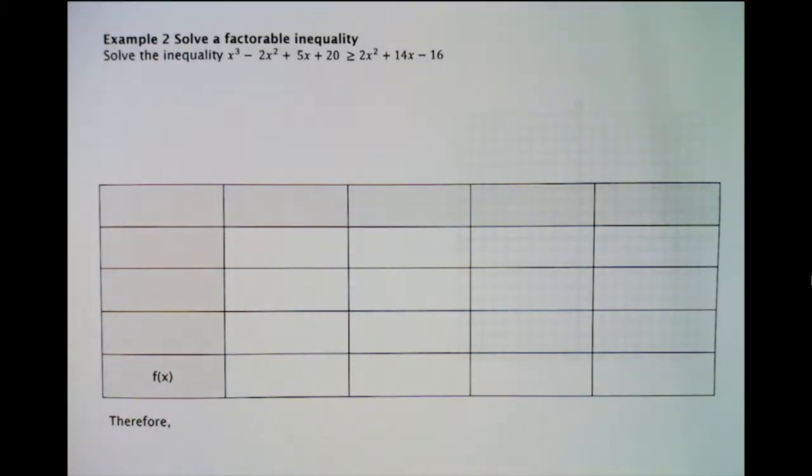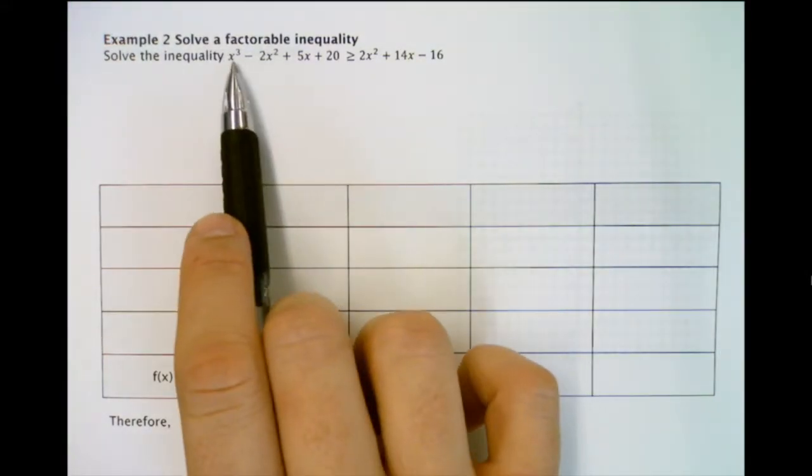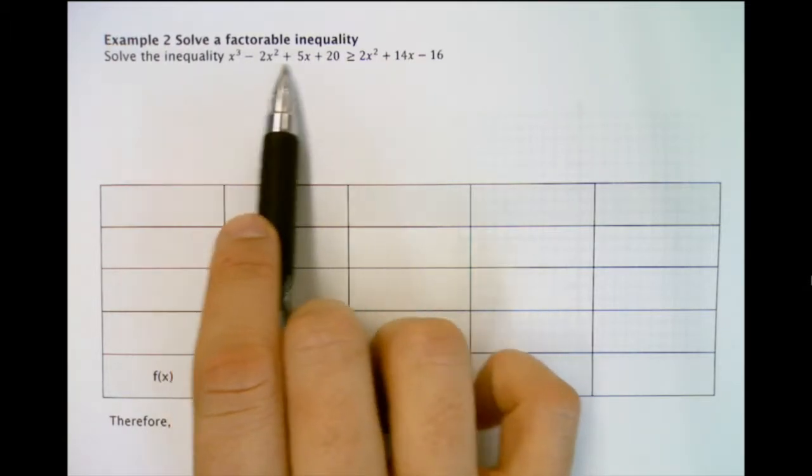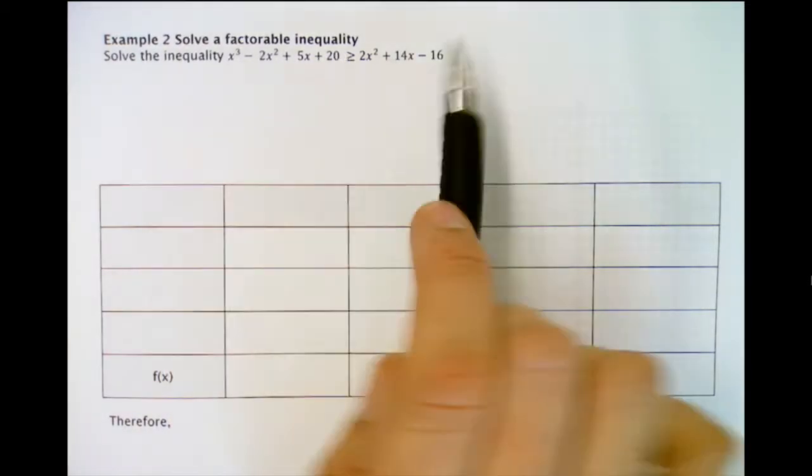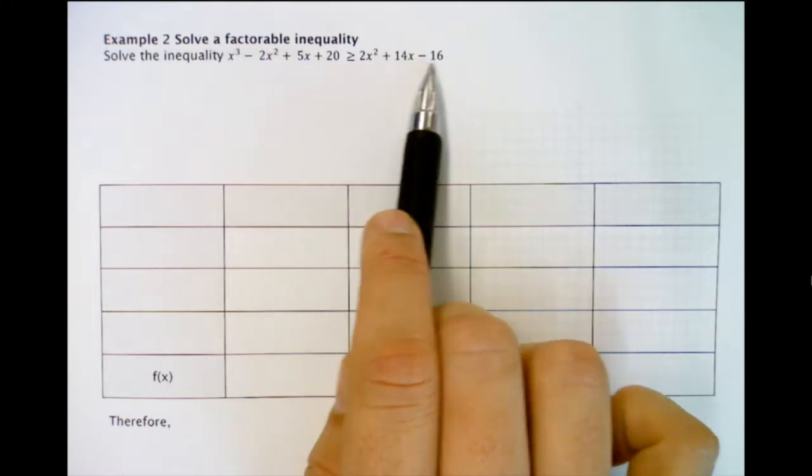Okay, this is video 2 of lesson 4.3, solving polynomial inequalities. And in this example, we are looking for the solution to when this polynomial, this degree 3 polynomial, is greater than or equal to this quadratic polynomial.